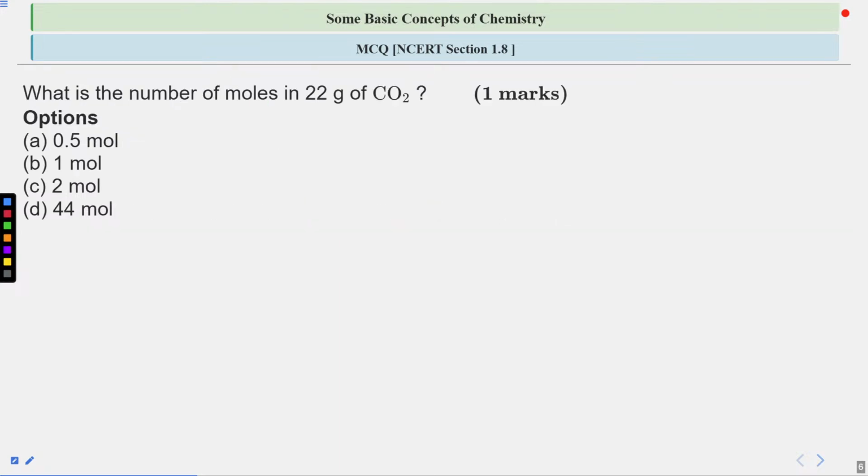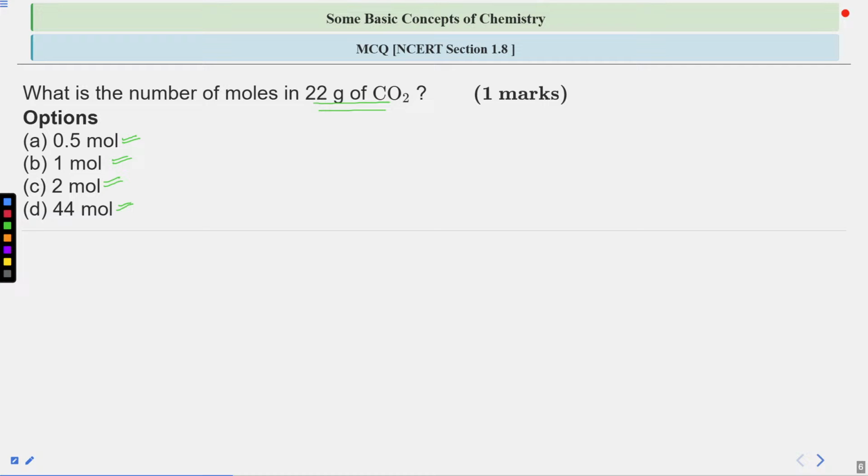Now, our next question is from the mole concept. You can find the concept related to this in the NCERT also, in section 1.8. If you are unaware of this, you can go and read it and watch my lecture, which is there on the website and YouTube. The question is: what is the number of moles in 22 grams of CO2? Your options are A 0.5 mole, B 1 mole, C 2 moles and D 4 moles. I am already getting answers supporting option A.